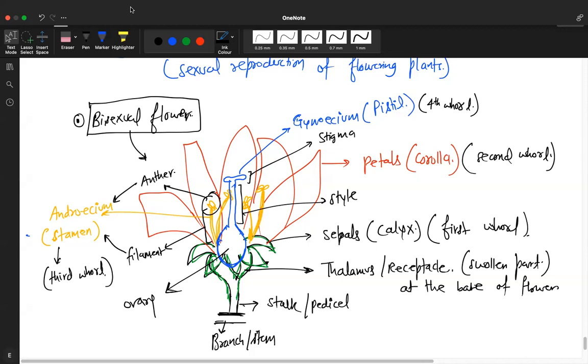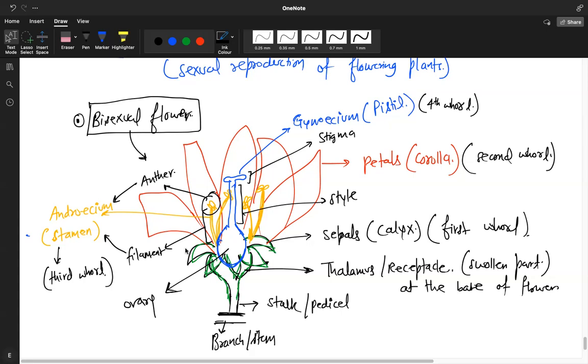Yes. Okay. So the overall structure is clear. Now it's a bisexual flower because it contains both male and female structures. If a flower contains just a male or a female structure, it's called a monosexual or a unisexual flower. Okay. Now start writing some things about the parts.